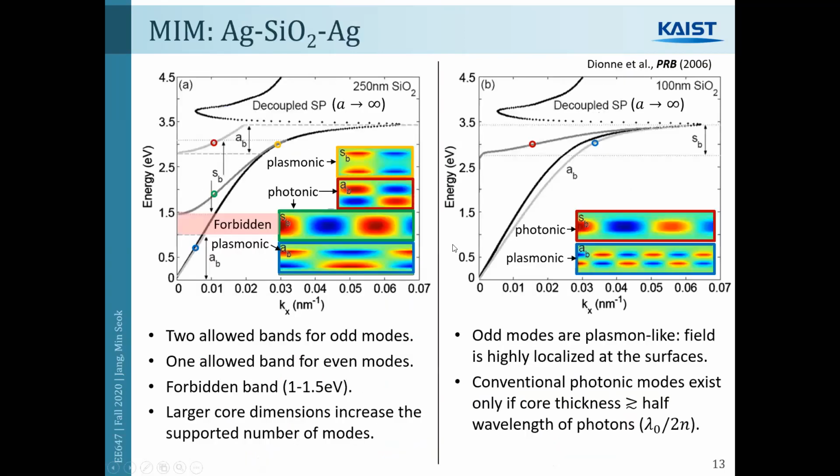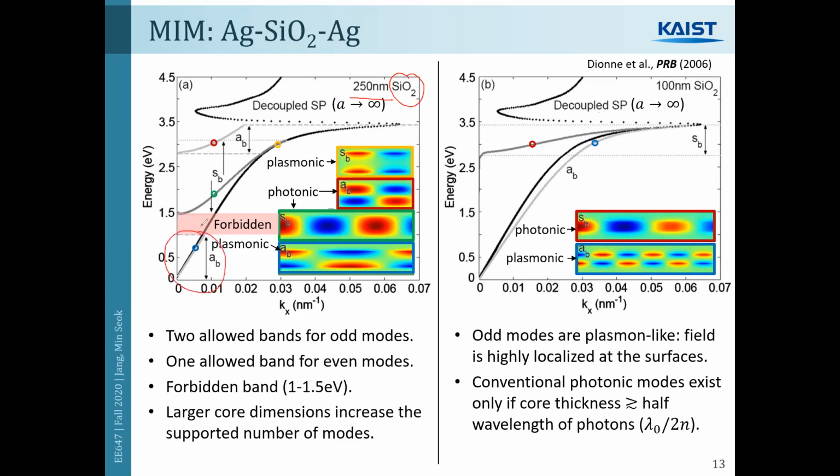Going back to Jennifer Dionne's paper, let's look at the actual silver SiO2 silver waveguide. The first case is when the dielectric thickness is large, 250 nanometers. Well, 250 nanometers is not that large, but that's the largest in this analysis. If the thickness is larger than that, there are too many modes and it's difficult to analyze.